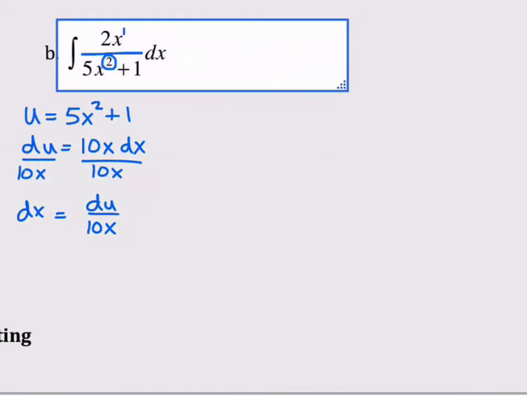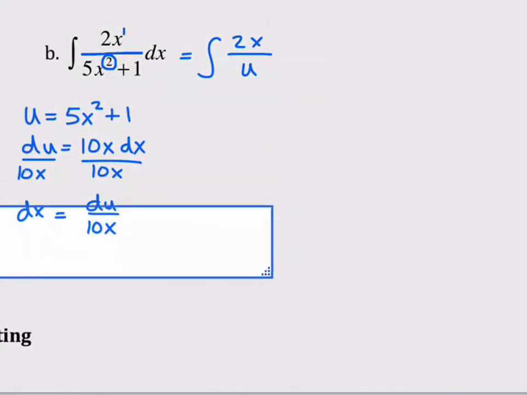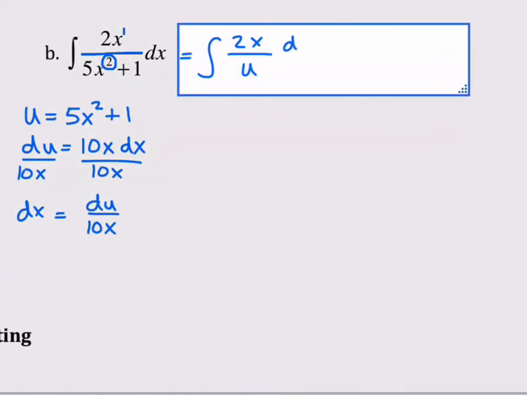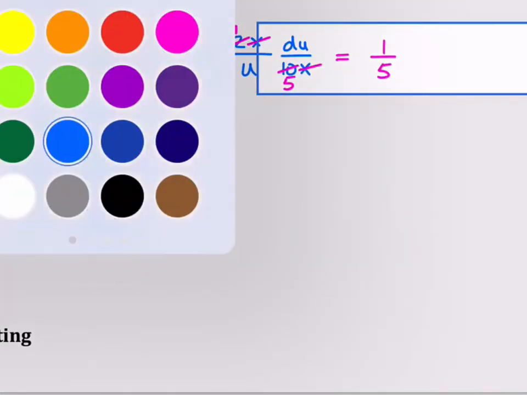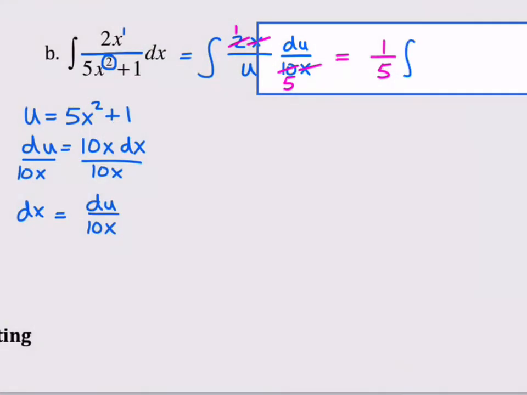Now we can go ahead and do substitution, and we're trying to get rid of all the x values. Well, the 2x we're just going to leave. The 5x squared plus 1 we're going to leave as u, and then we're going to rewrite dx as du over 10x. What you're going to notice from here is that this x divided by x will cancel out, and then the 2 over 10 will also become 1 over 5. And you can pull the 1 over 5 out in front of the integral sign, and then we have 1 over u du.